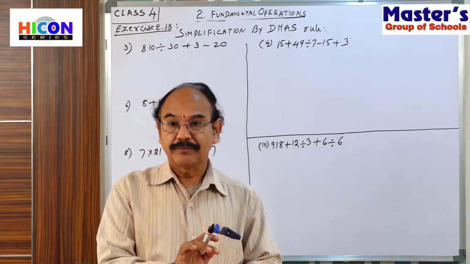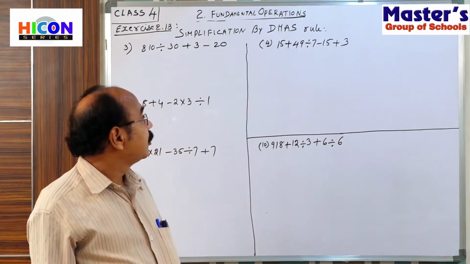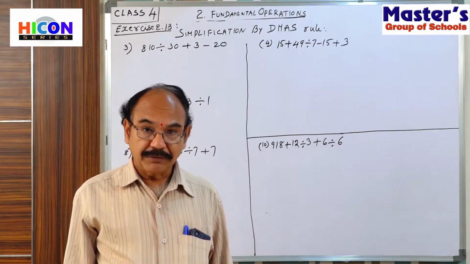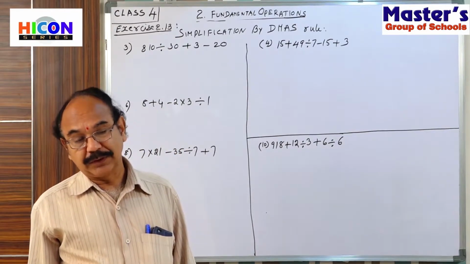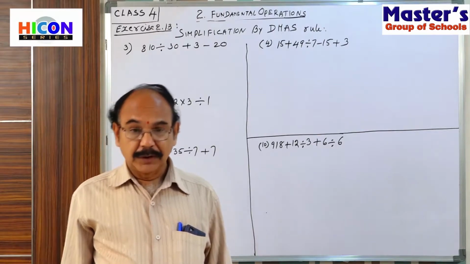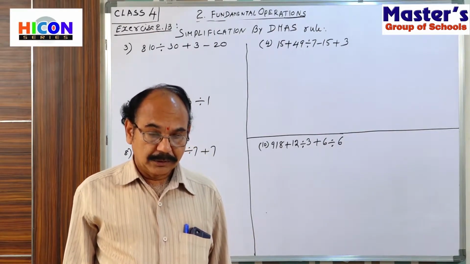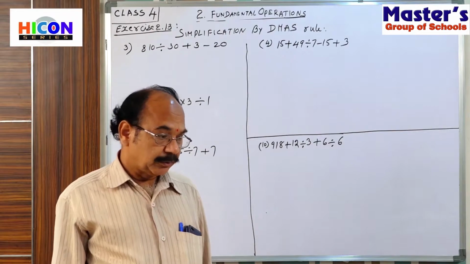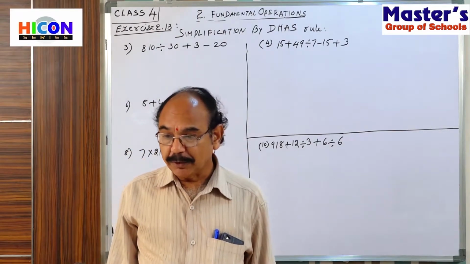D for division, M for multiplication, A for addition, S for subtraction. In this order, you simplify the given problem.